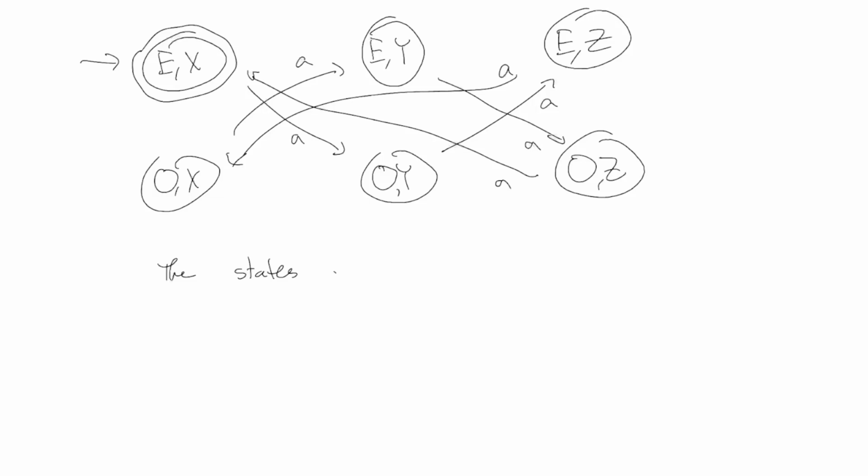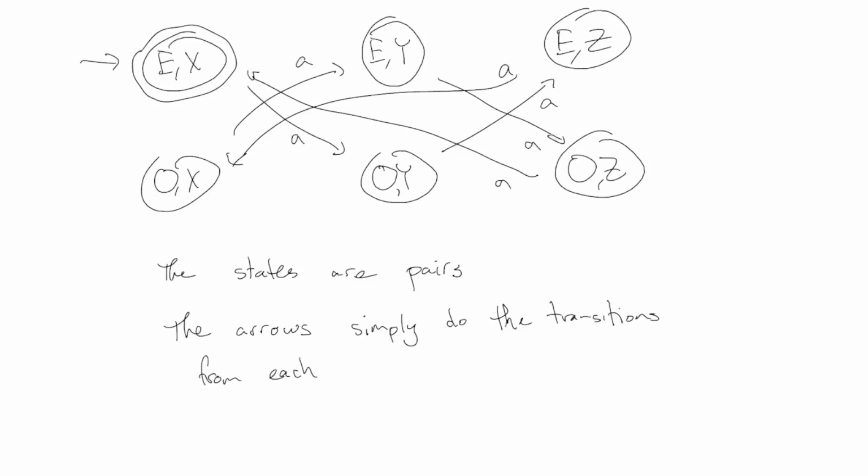States are pairs, right? From each of the 2 original machines. What about the arrows? The arrows simply do the transitions from each element in the pair. Maybe instead of element, it's more appropriate to say coordinate. That's how we describe ordered pairs.